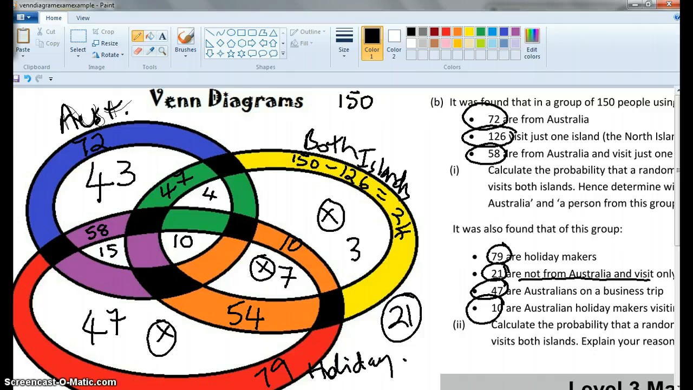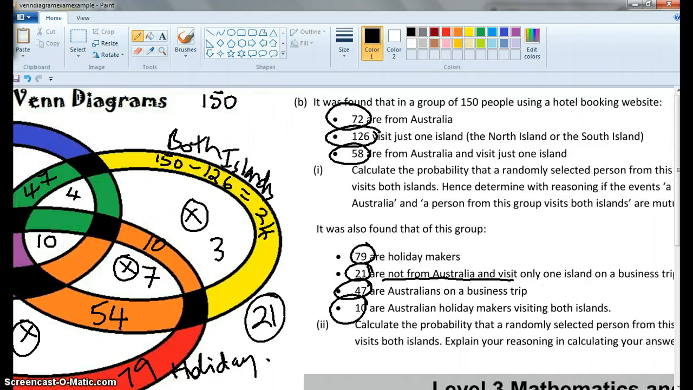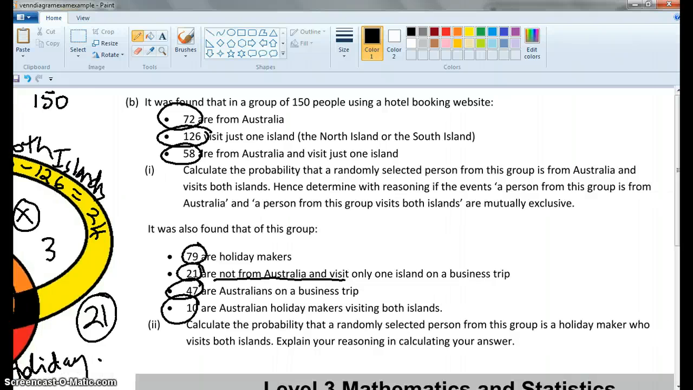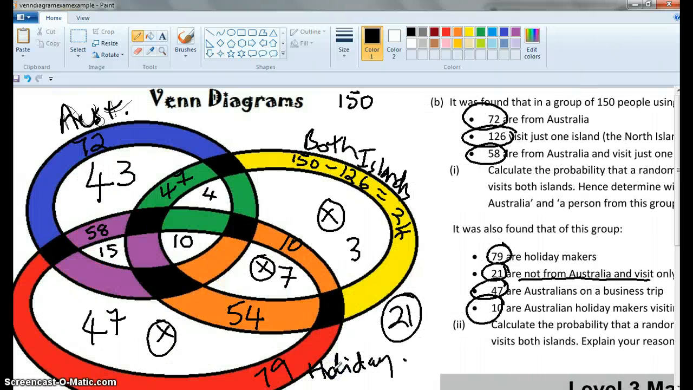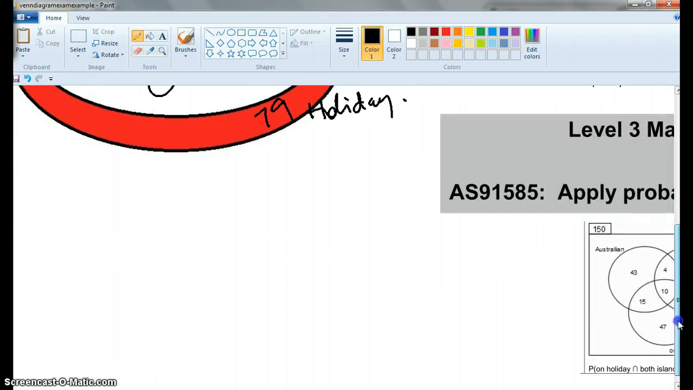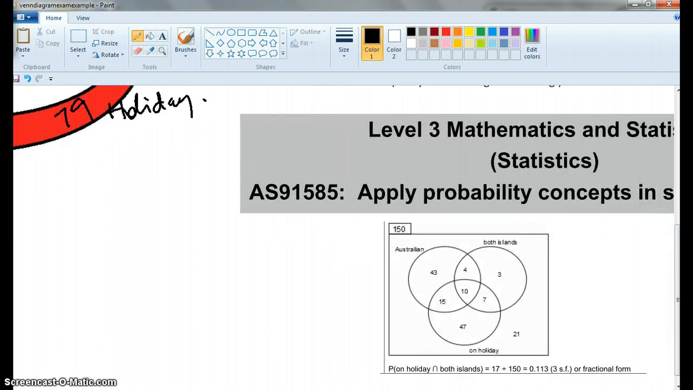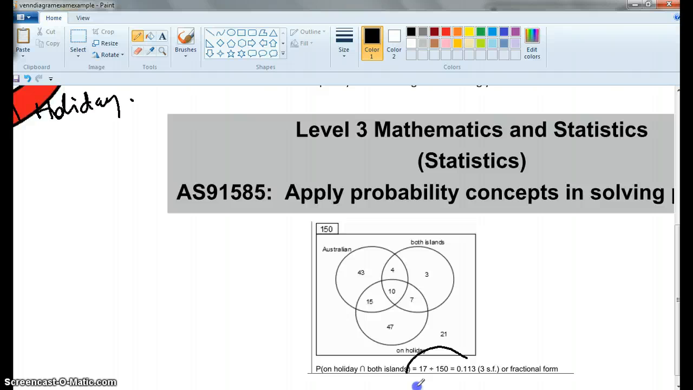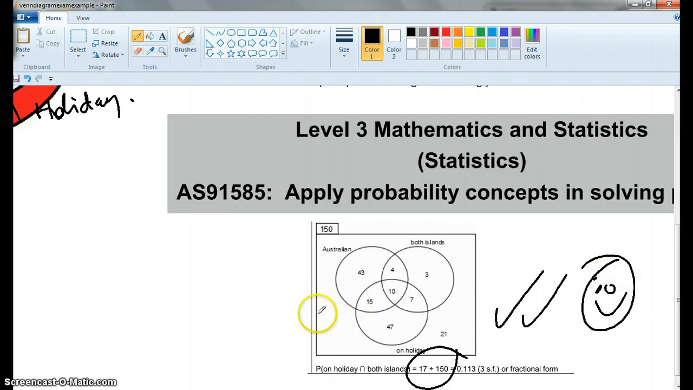Calculate the probability that a randomly selected person from this group is a holiday maker who visits both islands. So both islands, holiday maker is this one plus this one. So it's going to be 17 out of the 150 people. So let's look at the answer. And we've got 17 over 150 people. Okay, nice, done.